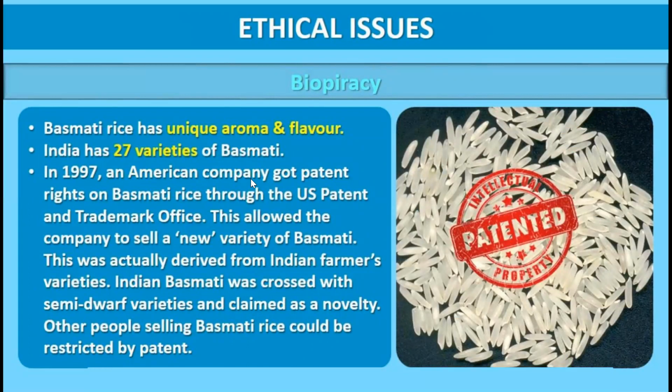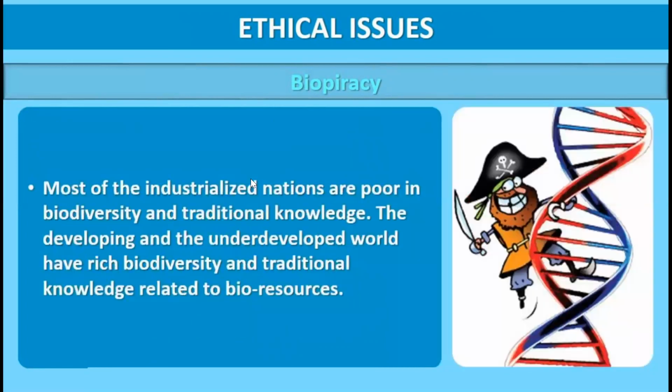Basmati rice has unique aroma and flavor. India has around 27 different varieties of basmati rice. In 1997, an American company got patent rights on basmati rice through the US Patent and Trademark Office. This allowed the company to sell a new variety of basmati. This was actually derived from Indian farmers' variety. Indian basmati was crossed with a semi-dwarf variety and claimed as a novelty. Other people who also sell basmati rice could not restrict it by patent.